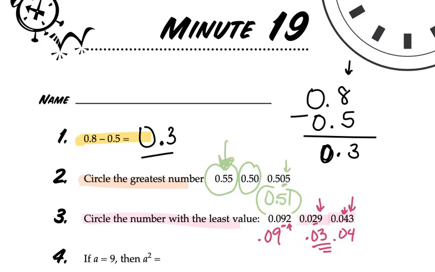Okay, 3 cents. And I'm going to go ahead and scroll up. I guess I have enough room to work number 4 here. If a equals 9, then what is a squared, or a to the second power? Where I see a, I'm going to replace it with 9, because the problem says that a is equal to 9. So wherever I see an a, I can put the number 9. So 9 to the second power simply means 9 times 9, not 9 times 2, 9 times 9. And 9 times 9 is 81.